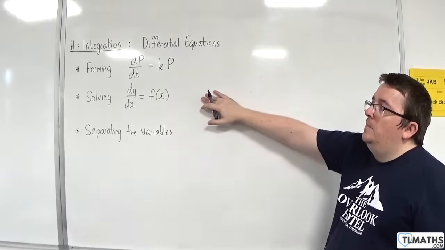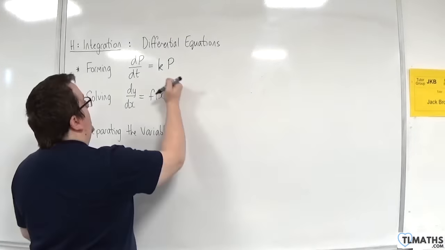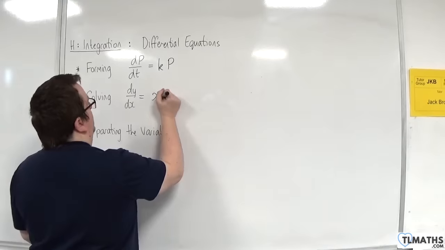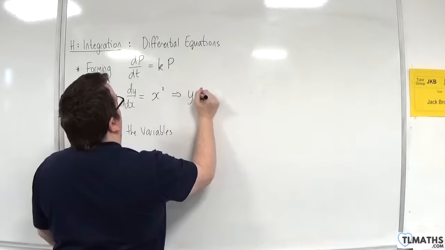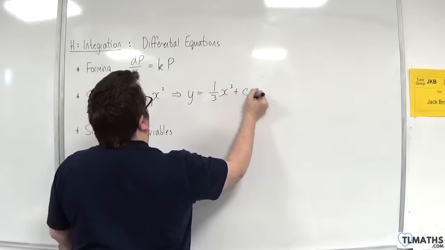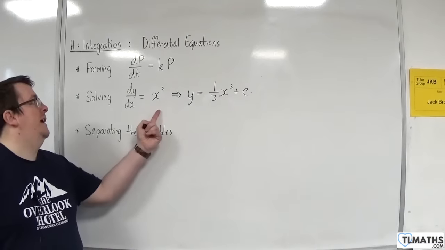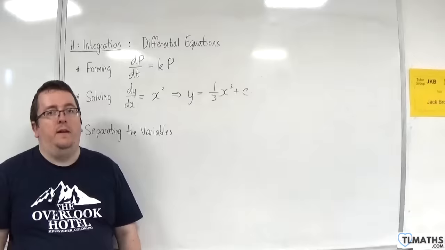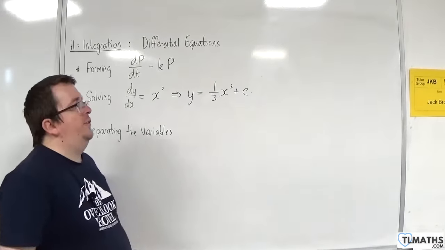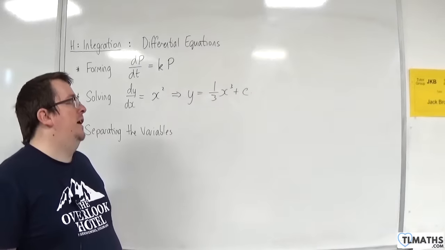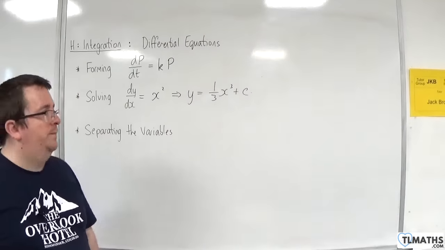Then, solving basic differential equations like dy by dx equals f of x. Let's say dy by dx is equal to x squared. Well, that's quite straightforward. You just integrate. y will be equal to 1/3 x cubed plus a constant c. So you just integrate both sides. There's nothing special about that. So dy by dx equals some function of x could be in an AS paper. And then you might be given a condition. So let's say the curve goes through the point (1, 2), work out the value of c. So you then need to work out the constant of integration.